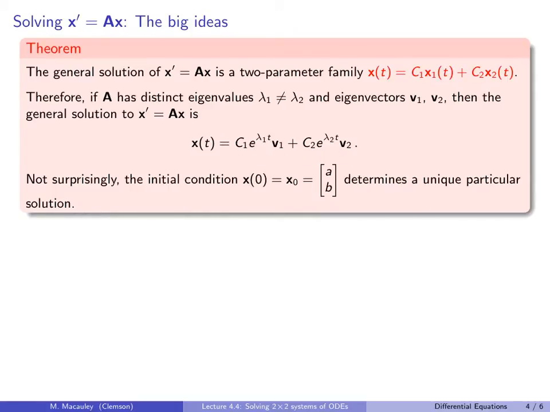So not surprisingly, if we have an initial condition, x of 0 equals some initial vector, then that determines a unique particular solution. So having these two pieces of information, the A and the B, that is enough to determine C1 and C2. And you can imagine why that is because when you plug in 0 into here, these exponential functions go away and you have a 2x2 system, C1 V1 plus C2 V2, two unknowns, C1 and C2, equal to A and B, and you can solve for C1 and C2.